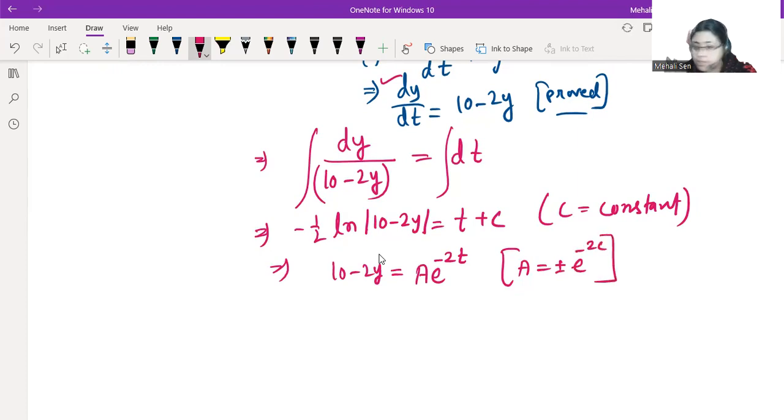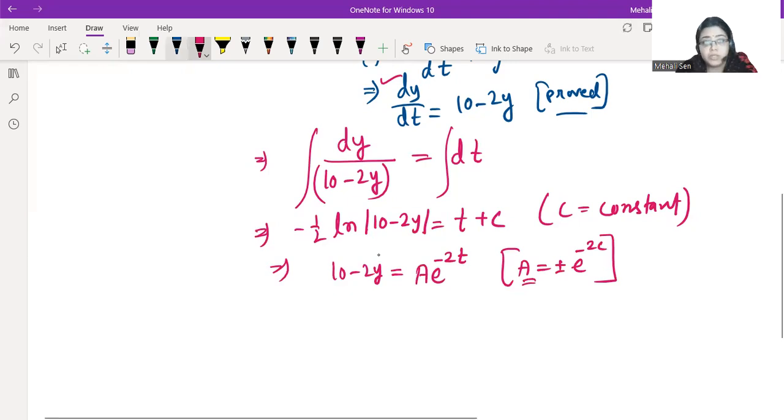Why have I written it this way? I have jumped one step, but I need to explain it. While we converted the mod sign, it should be plus minus. So we took e raised to the power 2c, and that is also a constant. So we just take A as a constant for easier calculation.